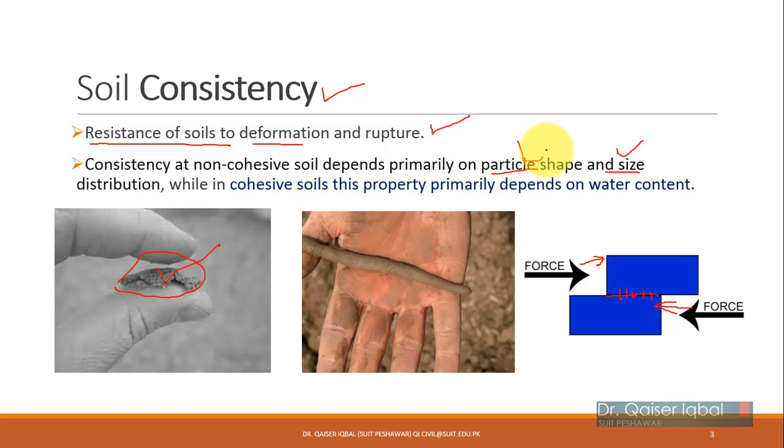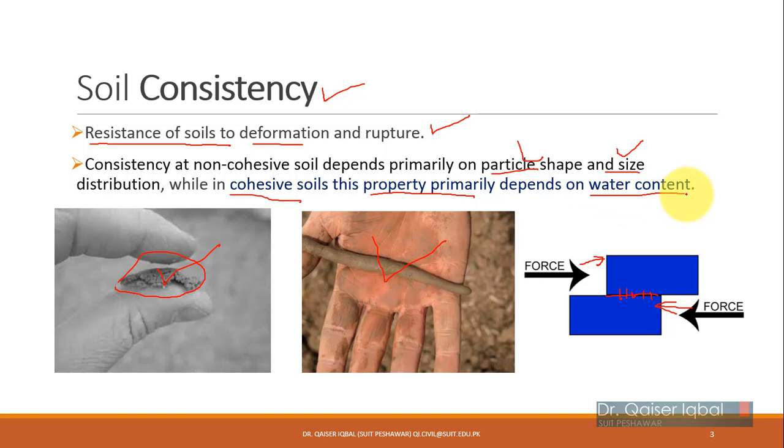That soil can be easily deformed. So in case of non-cohesive soil like sands and gravel, it is particle shape and particle size distribution which basically tells you whether a soil is going to have a greater consistency, that is greater resistance towards deformation, or less consistency, or less resistance towards deformation. While in cohesive soil like clays, the consistency primarily depends on the amount of moisture content in the soil.